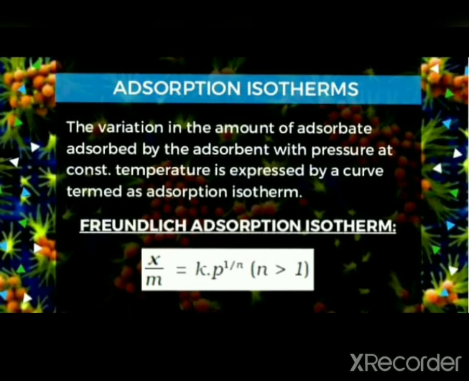Freundlich gave a relationship between the amount of the gas adsorbed by unit mass of the adsorbent and pressure at a particular temperature. This is expressed as x by m is equal to k into p raised to 1 by n. This expression is known as the Freundlich adsorption isotherm.